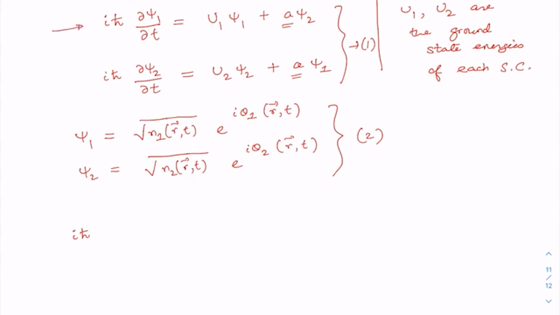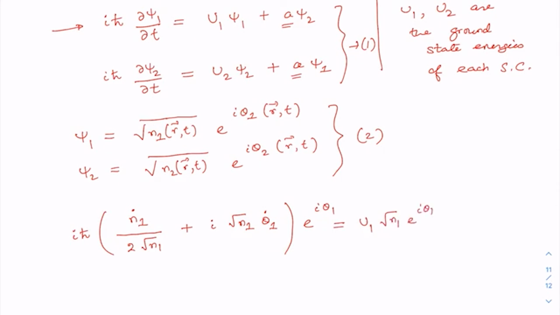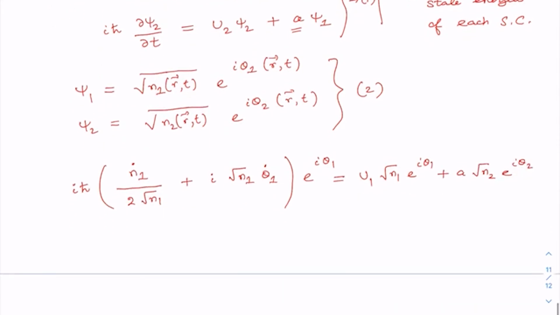This equation is going to give us iħ ṅ1 divided by 2 square root of n1 plus i square root of n1 θ1 dot, and then you will have e to the power iθ1. Okay, and the other side I will have E1 square root of n1 e to the power iθ1 plus A into square root of n2 e to the power iθ2.